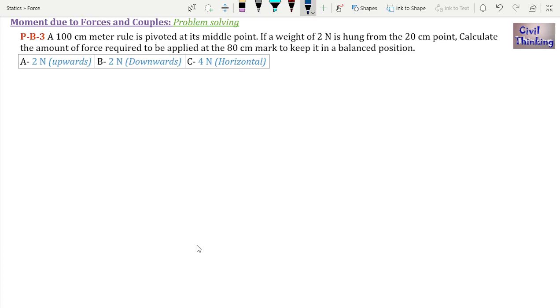Now coming to the problem, a 100 centimeter meter rule is pivoted at its midpoint. If a weight of 2 Newton is hung from the 20 centimeter point, calculate the amount of force required to be applied at the 80 centimeter mark to keep it in a balanced position.